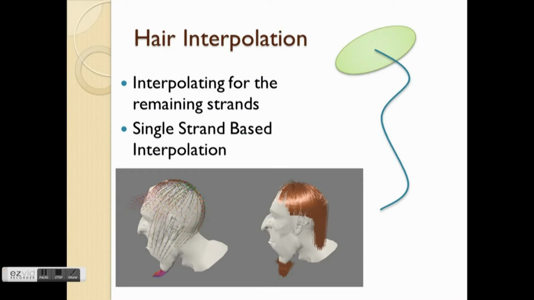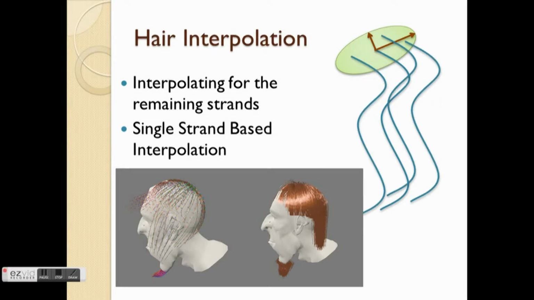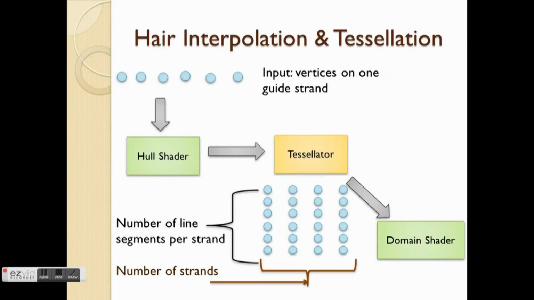How can we do that? We use the method called single string based interpolation. We consider now we have a guide string, then we generate random vectors, and then we duplicate this guide string to create more hair strings. How can we do that? We do that in the tessellation engine.